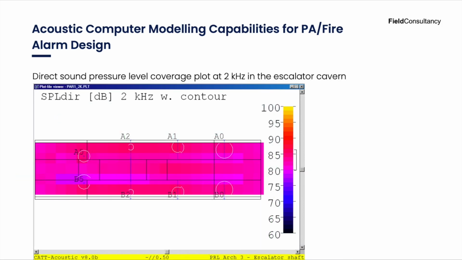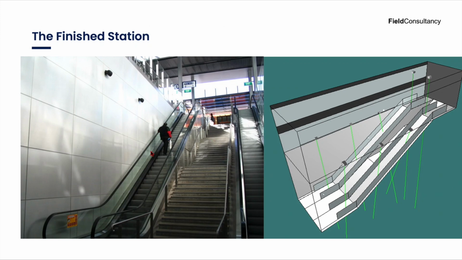Here's an output of the direct sound pressure level at head height on the escalators from the loudspeaker system. We have the loudspeakers, which are shown here as A0 to A5 and B0 to B5, located in a plan orientation. The direct sound pressure level is shown to be between 80 and 86 dB across the majority of the escalator cabin here. What we can deduce from that is that we're getting quite an even dispersion of sound across the escalator cabin, which is desirable. And just to finish off, here is a picture of that finished escalator cabin showing the loudspeakers located on the sides there.